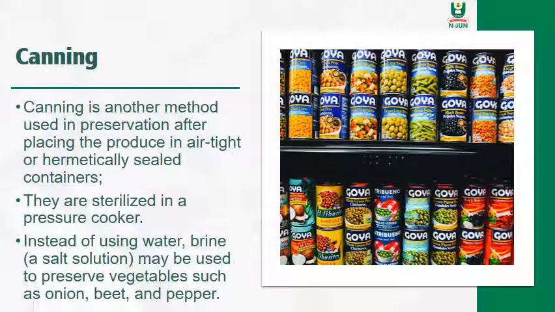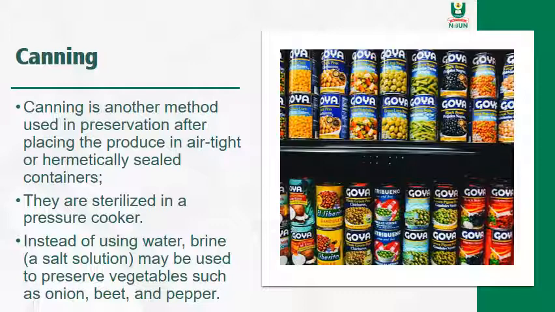Another method is canning. Yes, that is even better than freezing. Another method you can use to preserve your fruits and vegetables is canning, and this is placing them in airtight or hermetically sealed containers, like you can see in this picture here. These cans or tins are airtight and hermetically sealed. When they put the fruits and the vegetables in it, after sealing it hermetically to remove every form of oxygen from inside, they then sterilize it in a pressure cooker.